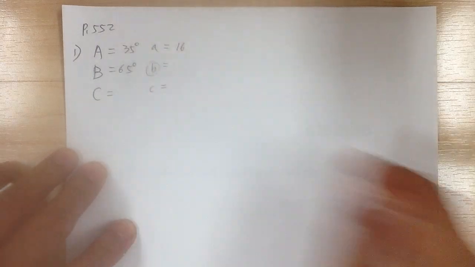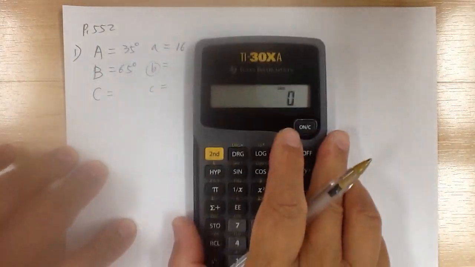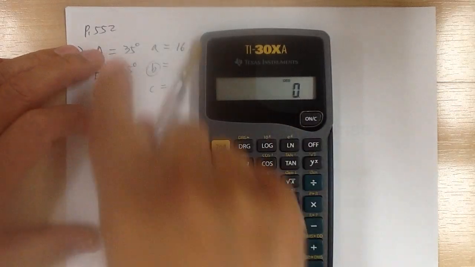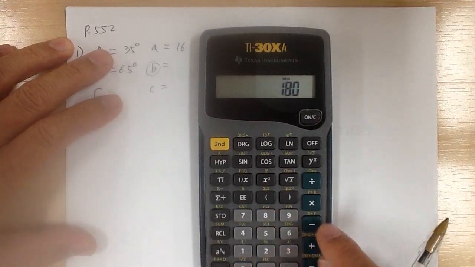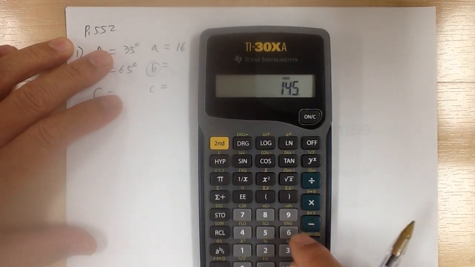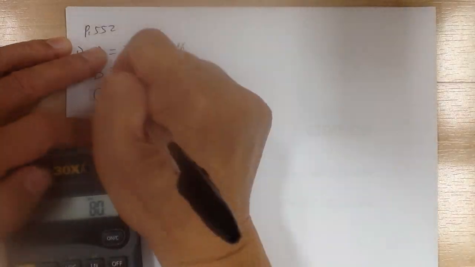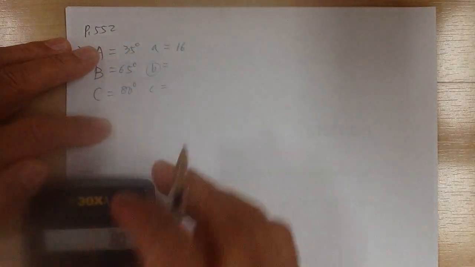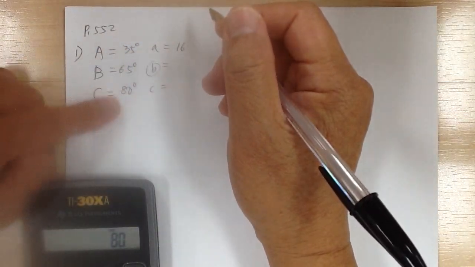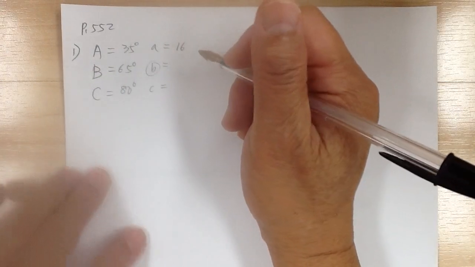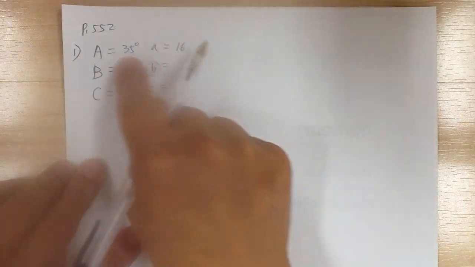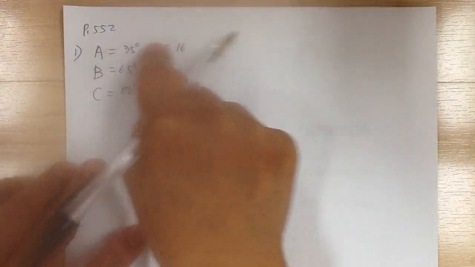Now for this one, you might as well solve for the last angle already. So 180 minus 35 minus 65 equals 80 degrees. And the reason for that is just to see which is big, which is small. And now whenever you have two of the same letter, you have to use law of sine.